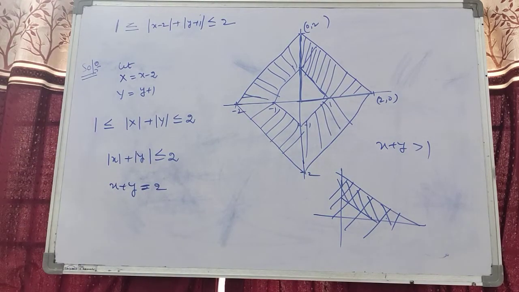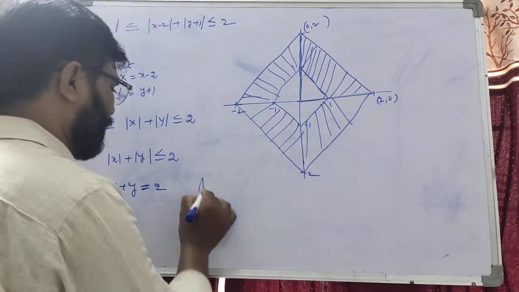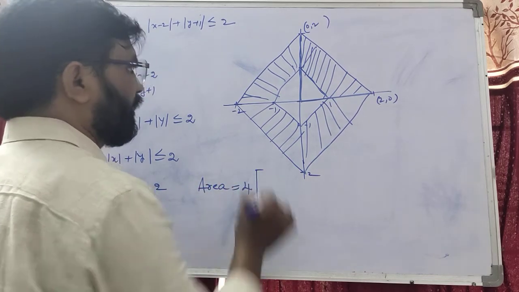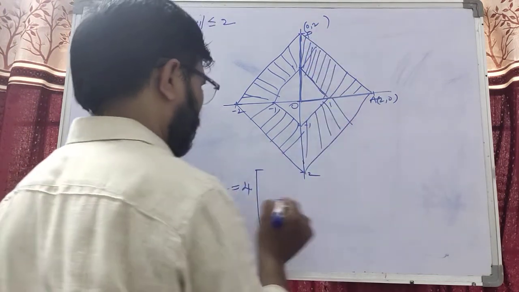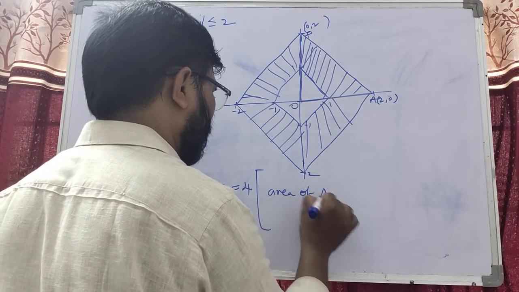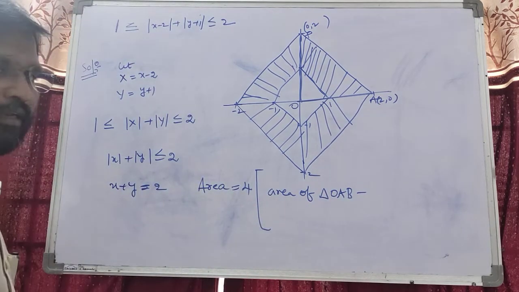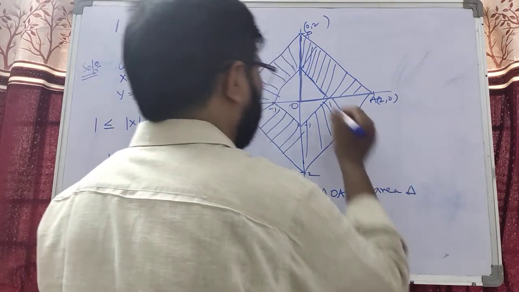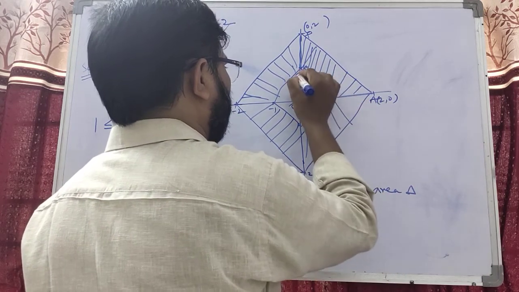Therefore, how to find the required area? The area equals 4 times the following. Take these points as O, A, B. Now we write the area of the triangle OAB. Okay, the next one is the area of the other triangle. Students, this is the point P, and this is the point Q.